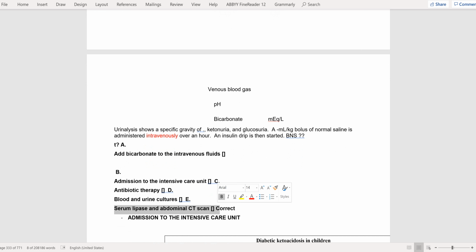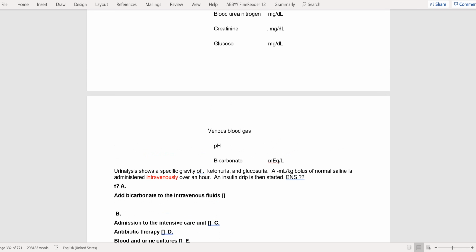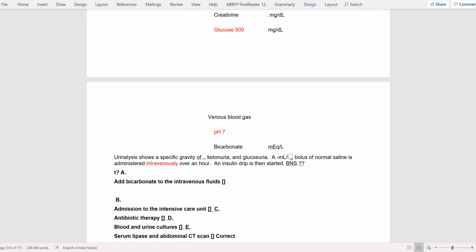Serum lipase and abdominal CT scan. So lipase we do for acute pancreatitis, abdominal CT for acute appendicitis. This condition doesn't cause the hyperglycemia and metabolic acidosis that we see in this patient. This patient has hyperglycemia, the glucose is high, 500, okay? And metabolic acidosis, the ABG pH is 7. So we don't see that in patients who have appendicitis or pancreatitis. So this is most likely DKA, so just admit him to the intensive care unit. That's the most important thing. Period.